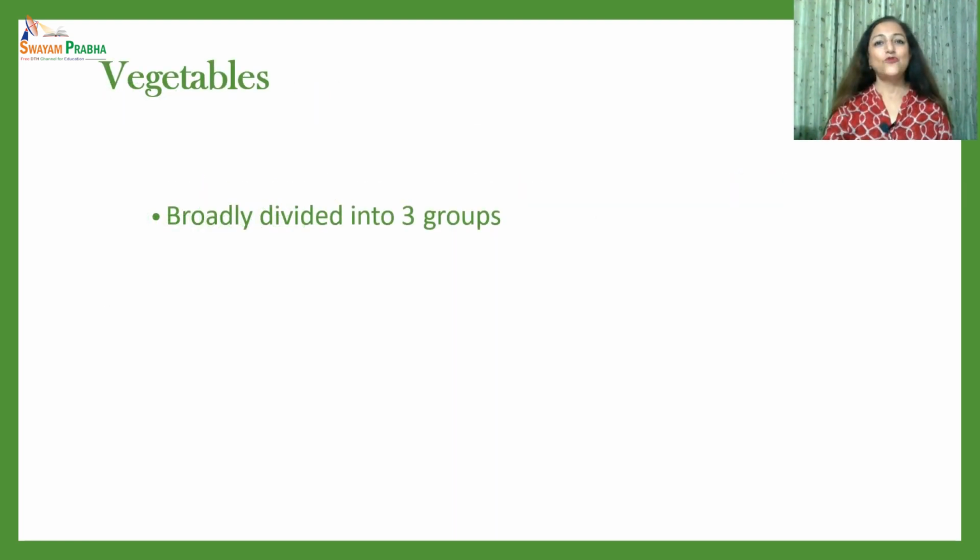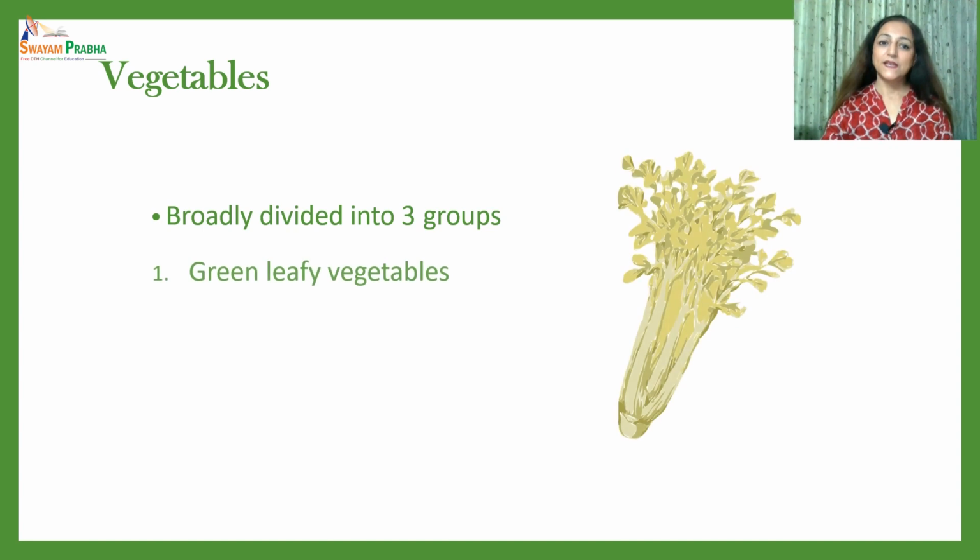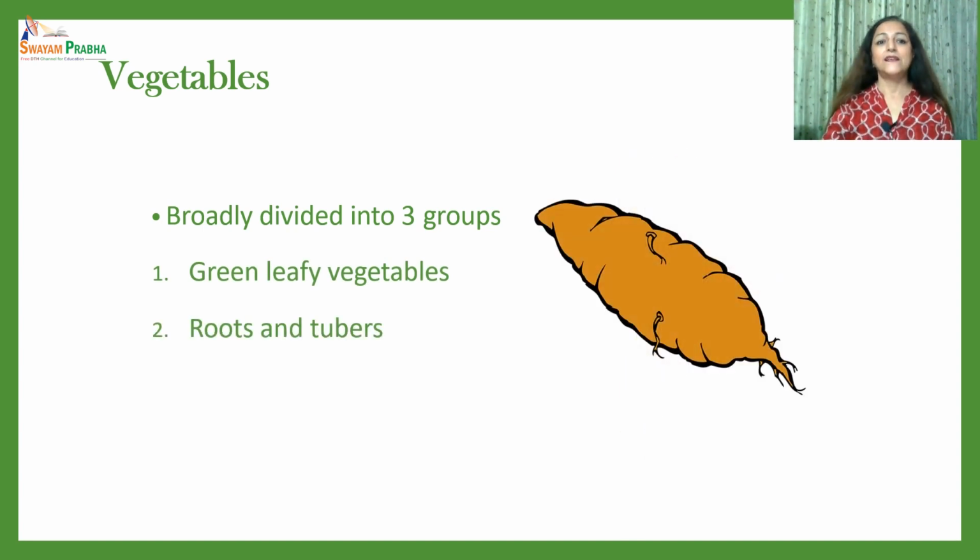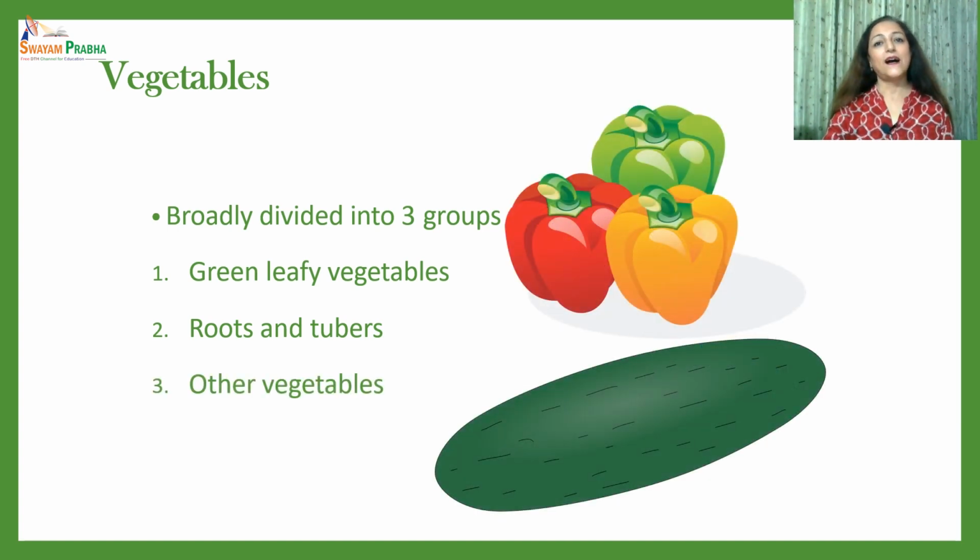The next food group is vegetables. Vegetables can be broadly divided into three groups. The first group is green leafy vegetables. Second is roots and tubers. Third is other vegetables. Now let's study these different types of vegetables.